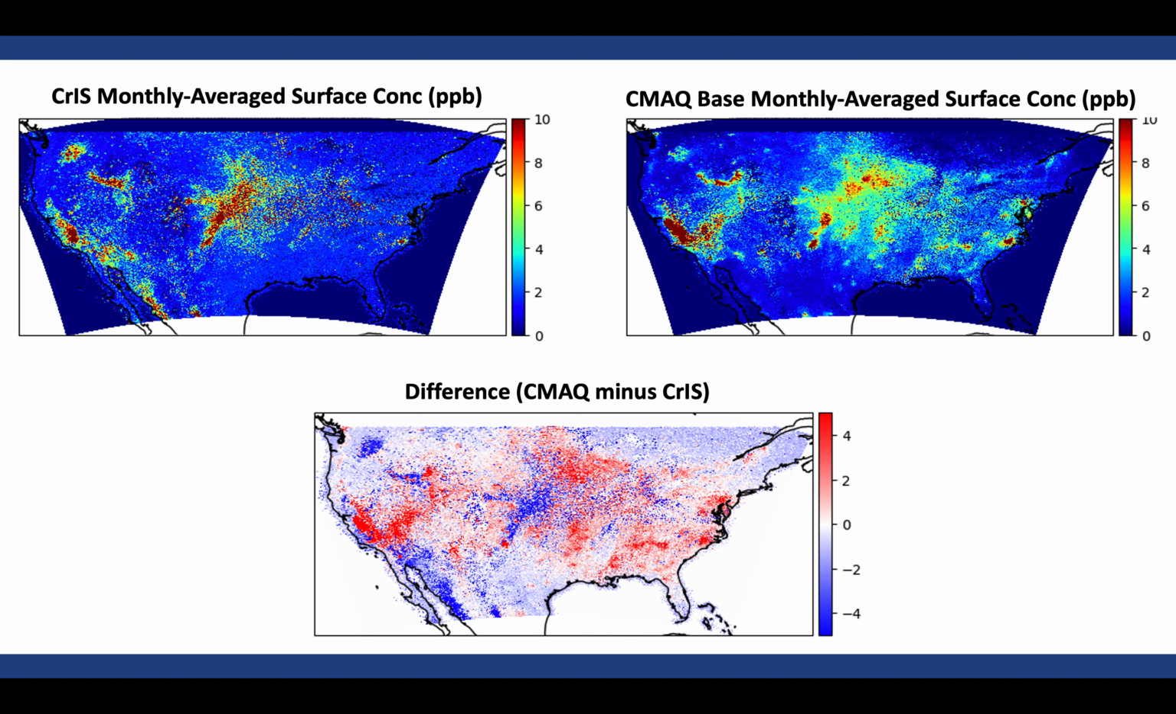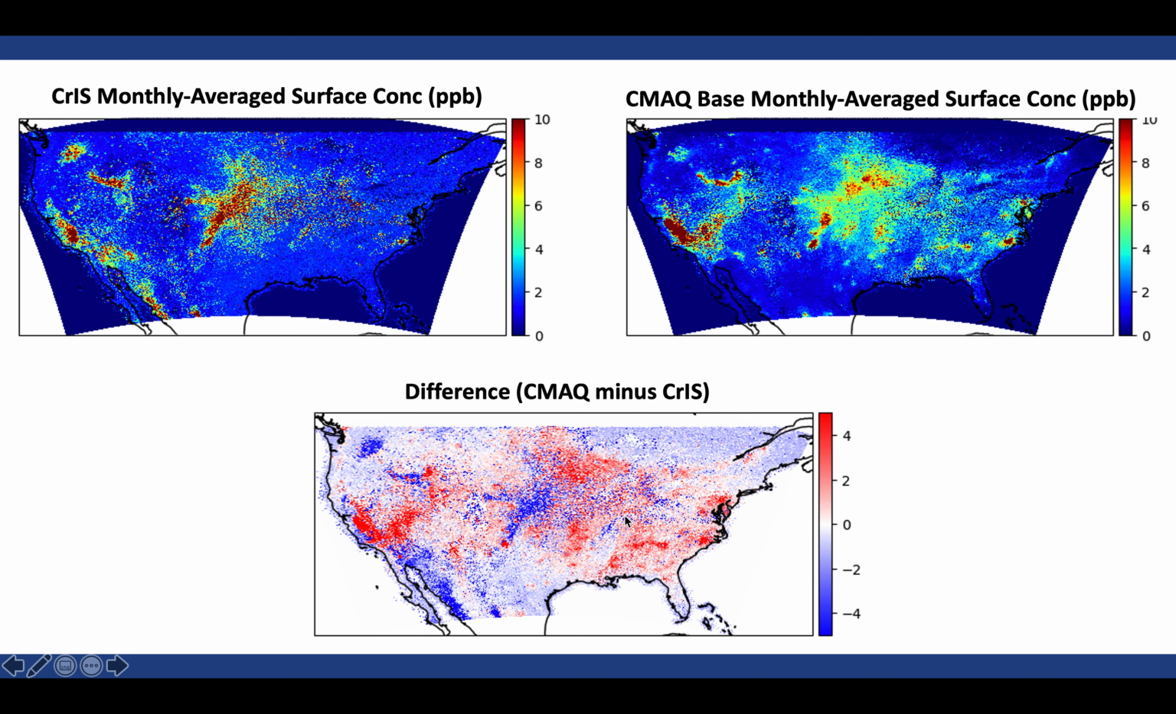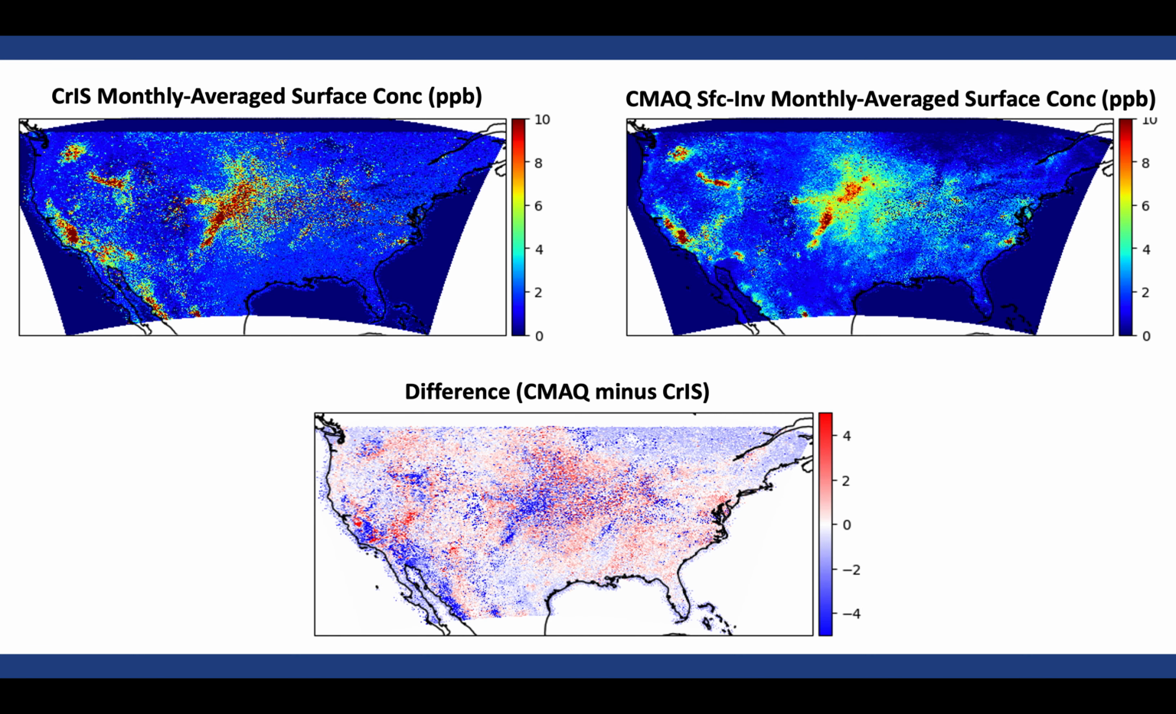So going back, these were the initial results. Let's see how it looked after the inversion. I'll just go back and forth a couple times. So lots of things to point out here. The big one is if you just look at the difference plot in the bottom, you see that the reds become less red and the blues become less blue, indicating that things are moving in the right direction. So that's a good sign that the inversion is working correctly.